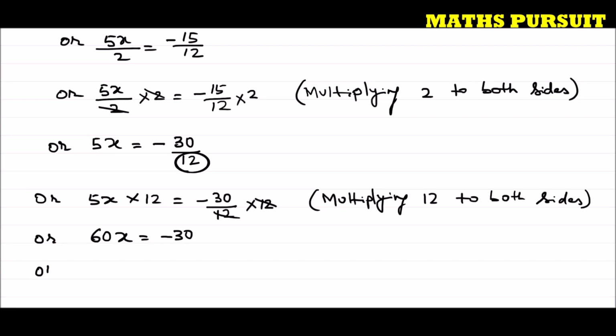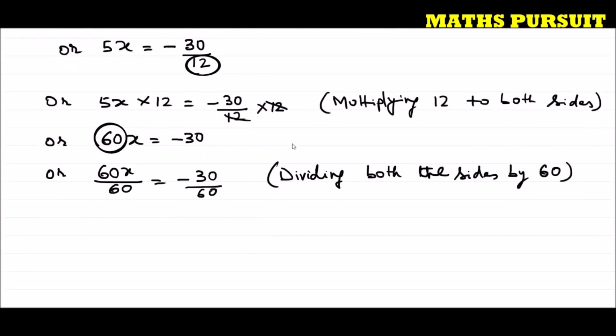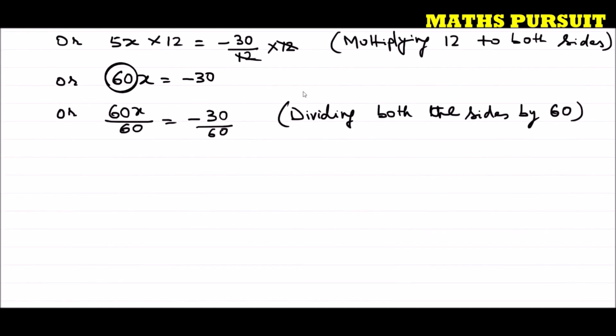Or I can write 60x divided by 60 is equal to minus 30 divided by 60. What am I doing here? Dividing both the sides by 60. Why am I dividing both the sides by 60? I want to eliminate this 60 from x, so that I can get the value of x.